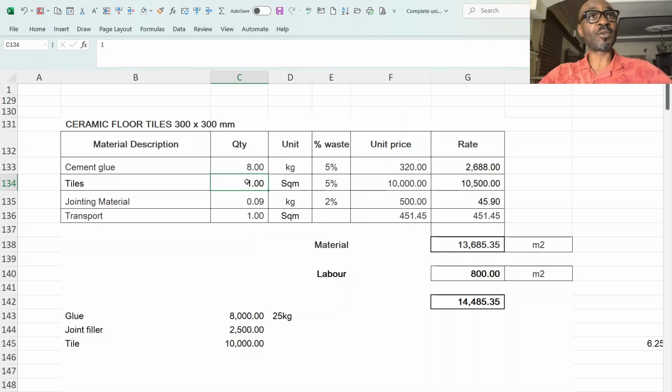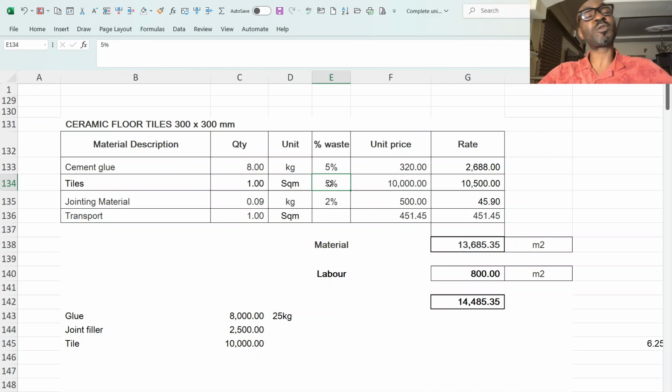It comes in packets. Depending on the size, if it is 60 by 60, you have 3 pieces in a packet to give you a square meter. So it comes in different packaging depending on the size, like I said. So here you have 1 square meter. The cost is 10,000 per square meter.